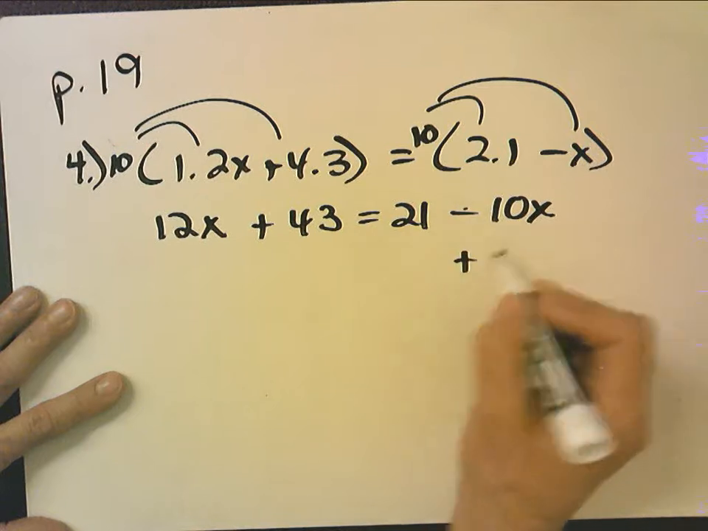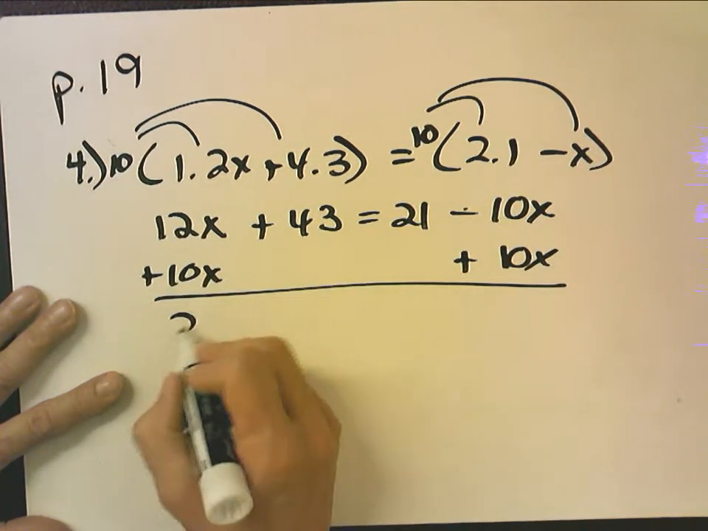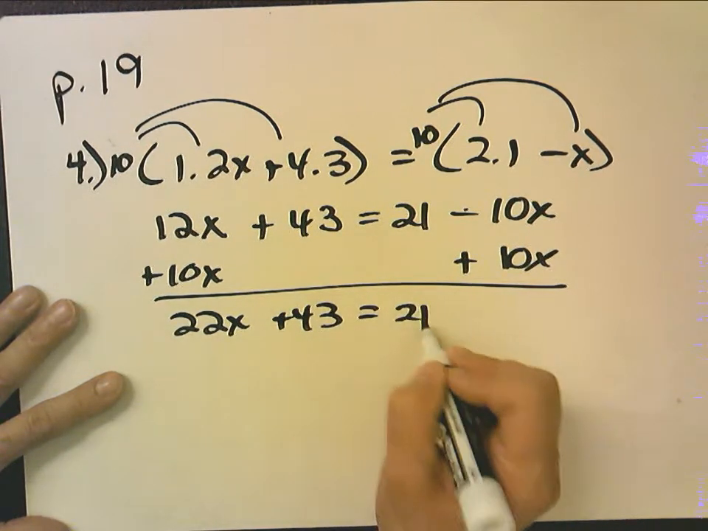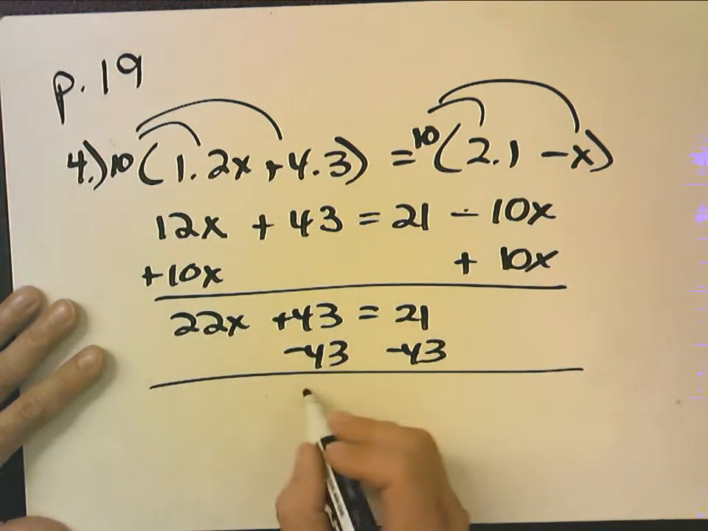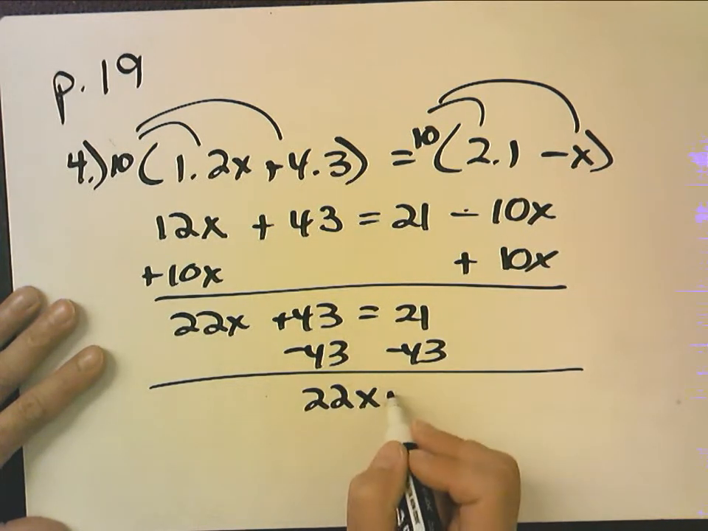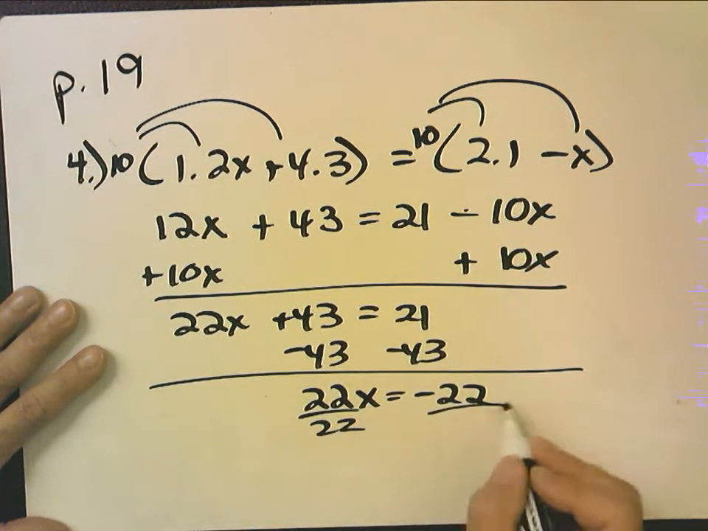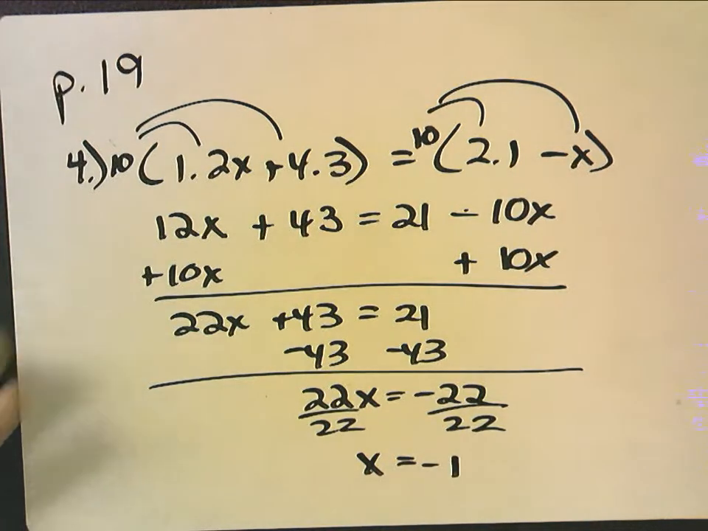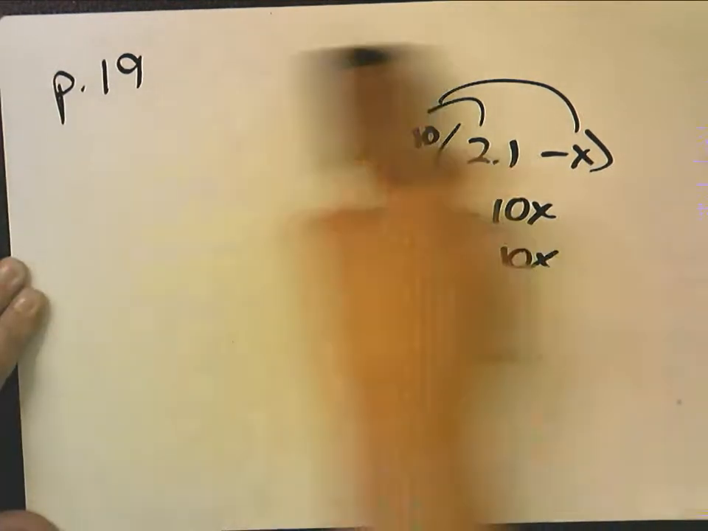I'm going to add 10x to both sides. I get 22x plus 43 equals 21. I'll subtract 43 from both sides. 22x equals negative 22. Divide by 22, divide by 22. X equals negative 1. Okay? And you should do the check. You shouldn't have a problem with that check.